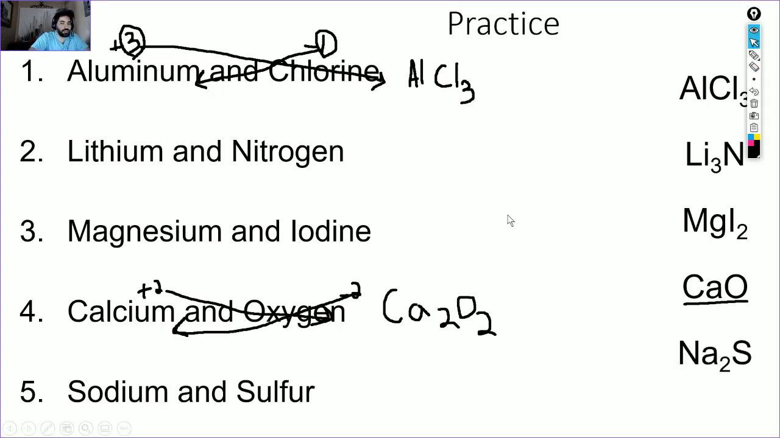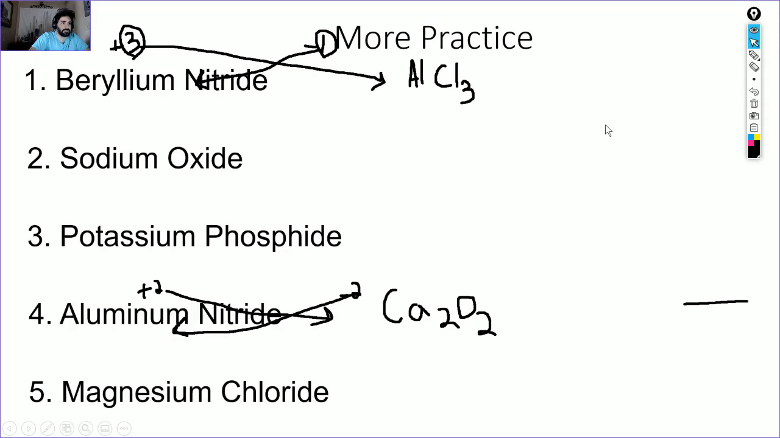And then you have sodium and sulfur. Sodium has a +1 charge. Sulfur has a -2 charge. You do the crisscross method and you get Na2S.